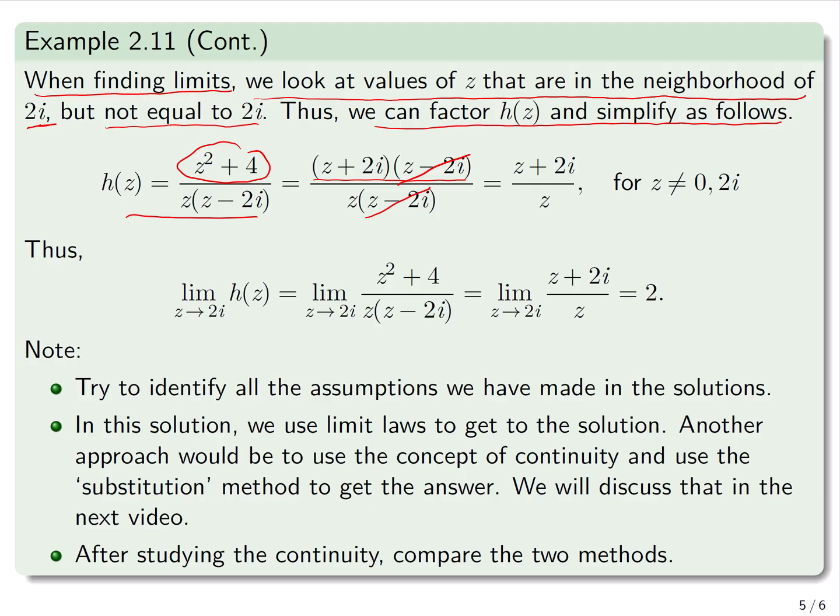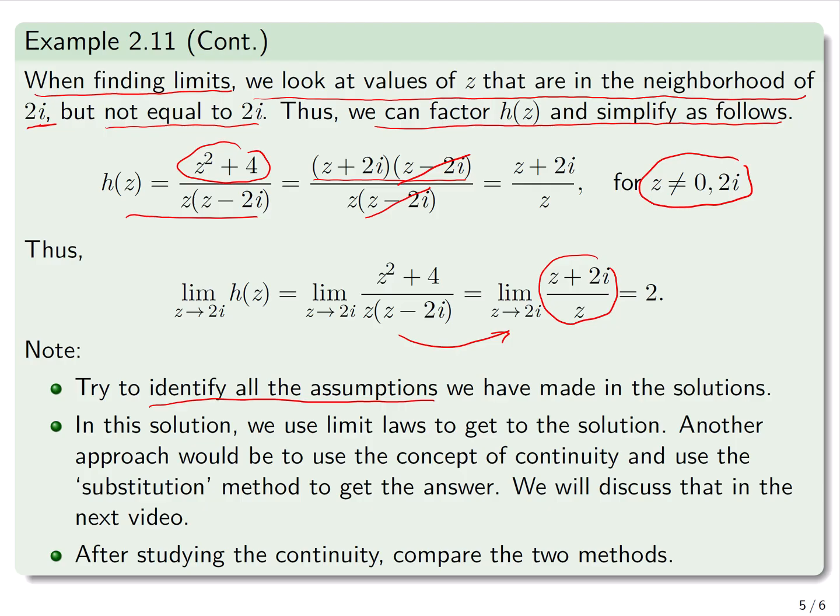Why can we do that? We can do that because z is not equal to 2i. That's an extra condition we need. Then what we get is z plus 2i over z. This simplifies, and you get the answer: z equals 2i, and then you get 2. Actually, this is part B that we did earlier. So it's 2. As further study, try to identify all the assumptions that we made here.